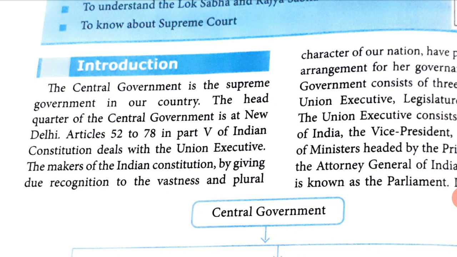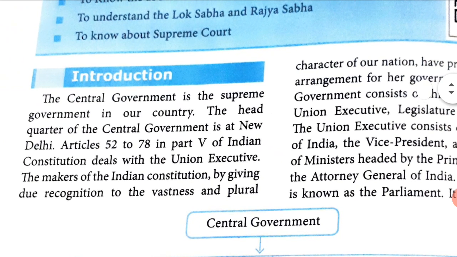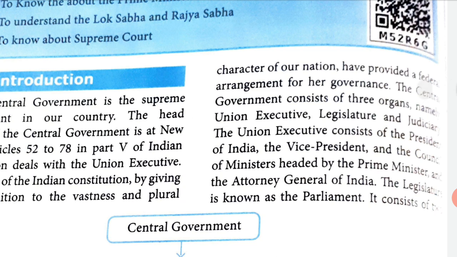The makers of the Indian Constitution, by giving due recognition to the vastness and plural character of our nation, have provided a federal arrangement for her governance. So, those people who worked on making the Constitution, they kept in mind two things. One is, India is a vast country and we have a plural character. Plural character means we have so many states and each state has their own character. So they kept these two in mind and they provided a federal arrangement for the government.